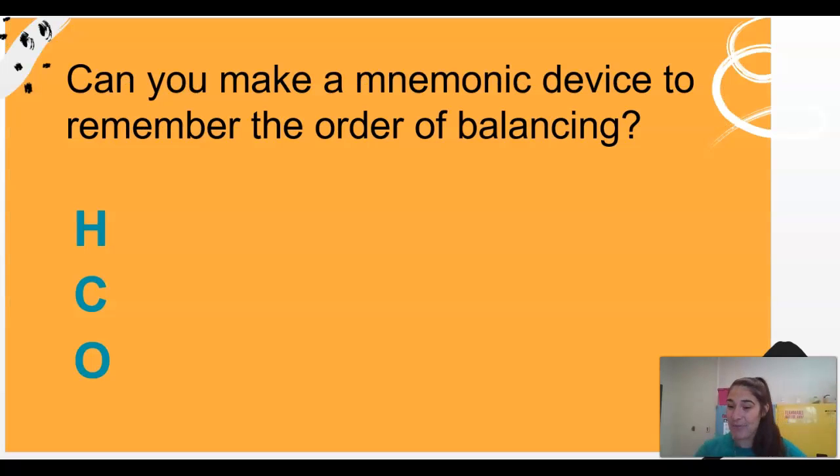I think it can be really helpful to come up with your own mnemonic device for remembering the order of balancing. Mnemonic devices are things like, please excuse my dear Aunt Sally, right? Parentheses, exponents, multiplication, division. Something to help you remember something specific. So I thought it might be fun if you came up with one on your own. If you are not a mnemonic device person, that's fine. But if you wanted to, here's a little space where you can make a mnemonic device to remember to do hydrogen, then carbon, then oxygen.